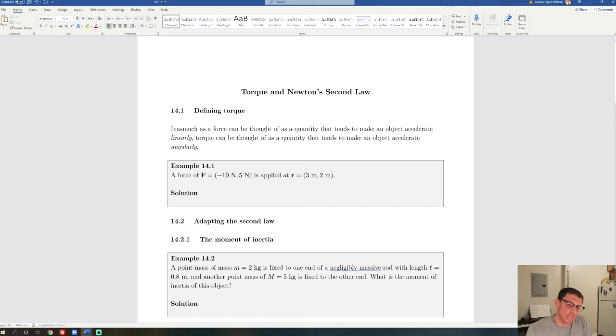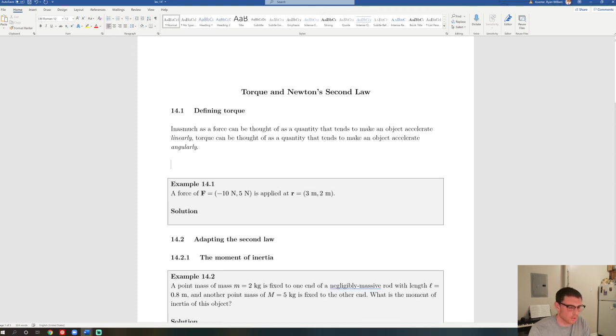So remember what we mean when we say something is accelerating angularly. That just means that its angular velocity is changing, right? And this is perfectly analogous to the linear case, stuff that we were discussing in week 1. Okay, so I want you to just keep that in mind as we go through this.